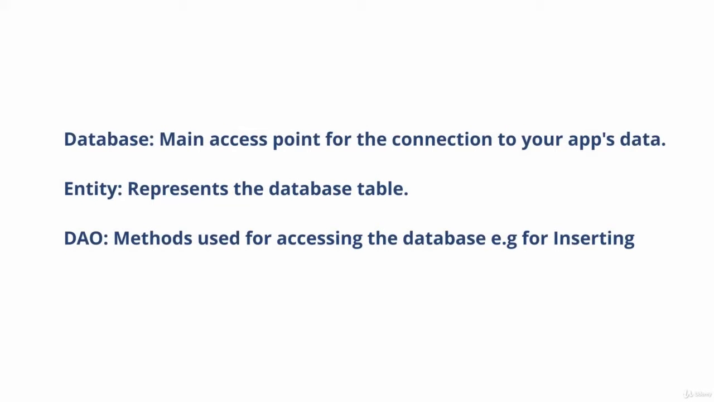Room is a persistent library that provides an abstraction layer over SQLite. There are three components in Room, and they are database, entity, and the DAO, standing for Data Access Object. Now, the database contains the database holder and serves as the main access point for the underlying connection to your app's relational data. Now, the entity represents a table within the database.